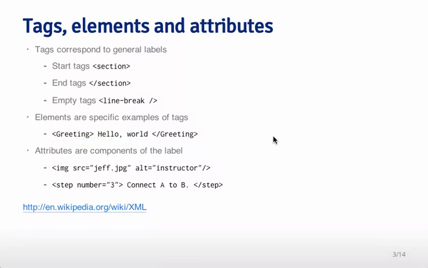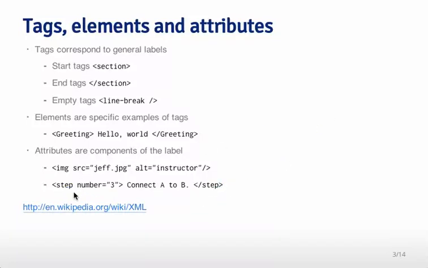Attributes are components of the label, so you can actually add components to these tags. For example, you might have an image tag, and corresponding to that image you might want an attribute that's the source, which is where the image is actually coming from, and then an alternate phrase for that tag, which could be instructor, for example. Another example: suppose you have a step tag, and you might have multiple steps. Step number 1 might be tagged with number equals 1, then 2, and then this is number 3, step 3. And then, of course, it ends with an end tag, just like before.